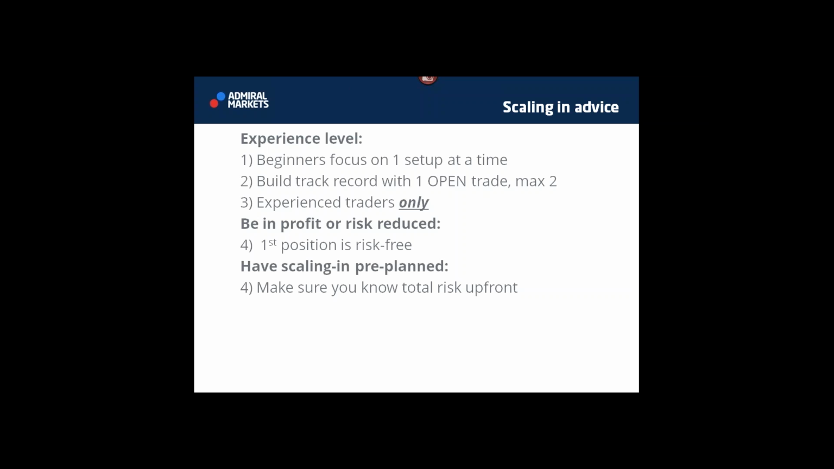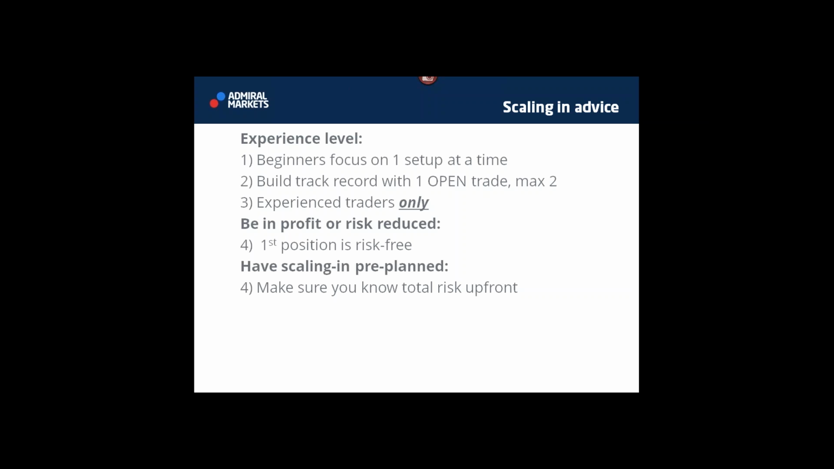And the next point, we want to pre-plan it. We don't want to have this spontaneously done. So when you take your first position, before you take your first position, you want to think about the scale-in, not take the first position and then do the scale-in.